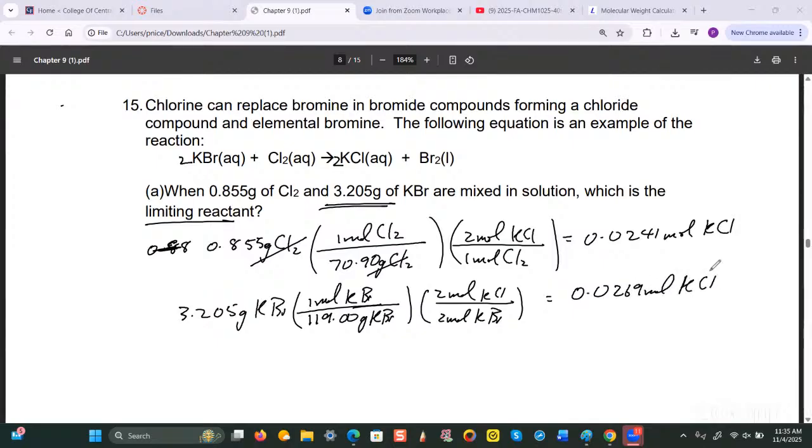And then we know what we do next, right? What do we do next? And how do we tell which one is limiting? The one that gives you the lowest amount of product, right? So that means that the limiting reactant would be the chlorine. All right? And that's basically how that is done. Okay, any questions on this one? Any questions out there in Zoom?